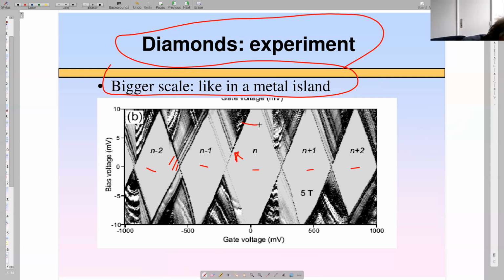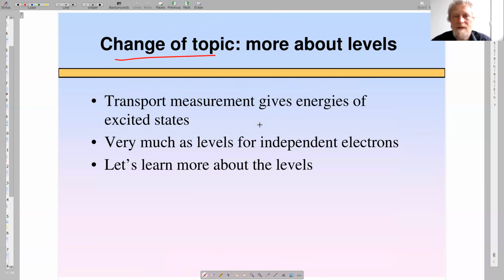So let me move to random matrices. So we have yet another change of topic. We understood levels, we understood states, we understood transport, we understood that transport measurement gives energies of excited states or of the levels. Let us talk a little bit more about single level energies in the dots.